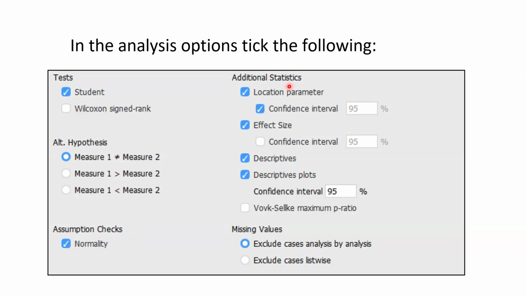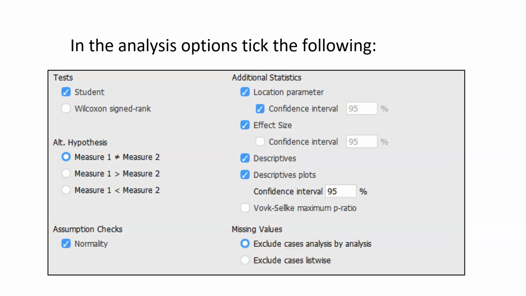Okay. We will also need to generate additional statistics. That is our location parameter, which will include the confidence interval at 95%. We will generate the effect size. Okay. And we will also generate the descriptive table, which will include the mean and standard deviation, and also the descriptive plots. So we will see a graphical presentation comparing the mean distribution of the two groups that we have. Okay. And by default, missing values, this one is already ticked.